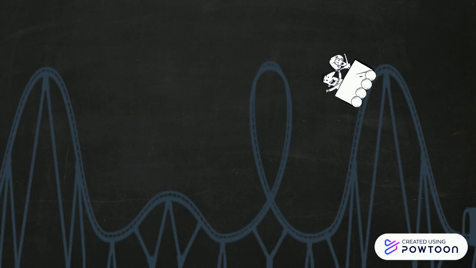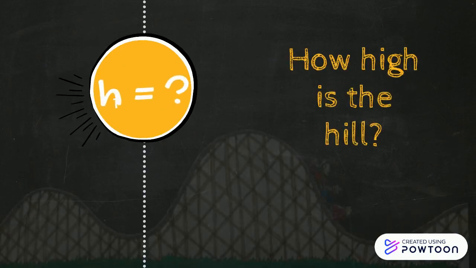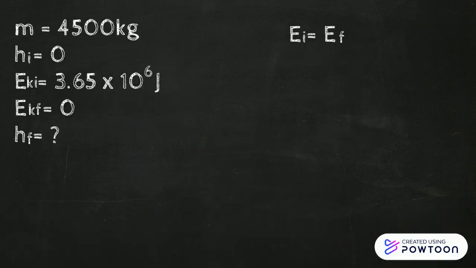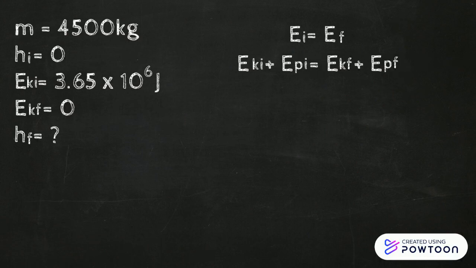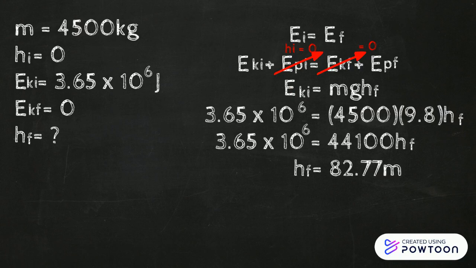Now the train is going up another hill with an initial kinetic energy of 3.65 times 10 to the 6 joules. Using the same method, we can find the final height, which will be the height of the hill. Canceling out the initial potential energy and the final kinetic energy, we are left with the final potential energy and the initial kinetic energy. We can expand the potential energy to mass times acceleration due to gravity times the height. Now we isolate for h and get 82.77 meters.